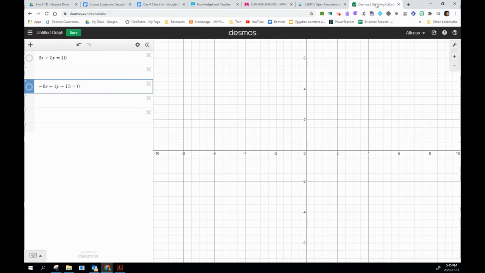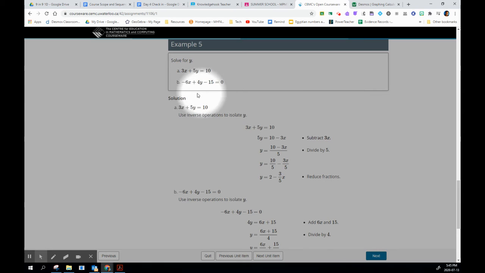I'm going to show you what they look like in Desmos. So here is the first one. And when I graph it, I notice it's a straight line. And the same thing for this one. This is true because, if we remember, our variables all have exponent 1. So this form is sometimes called standard form of a linear relation.